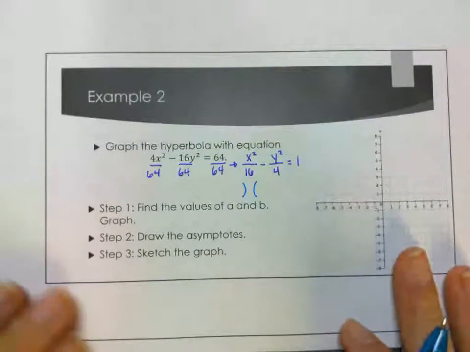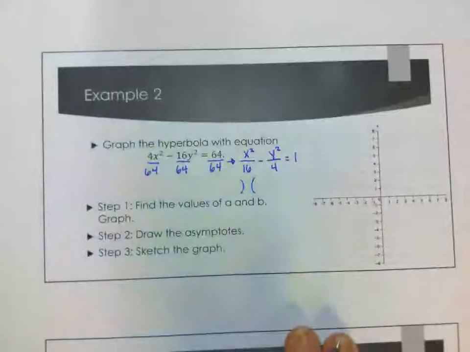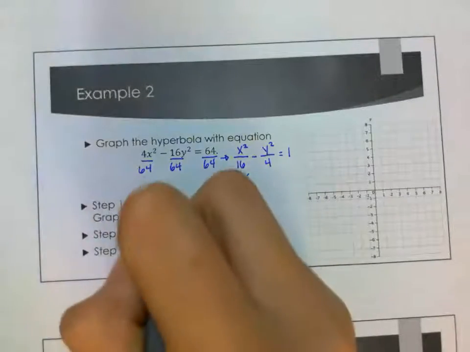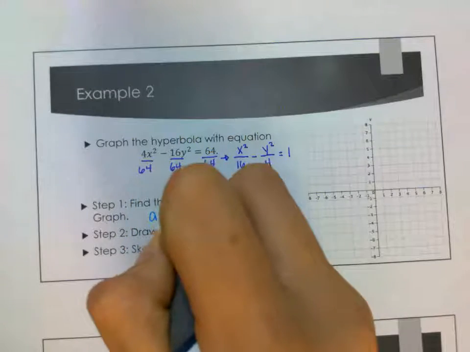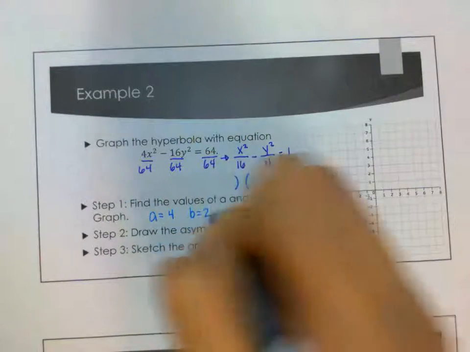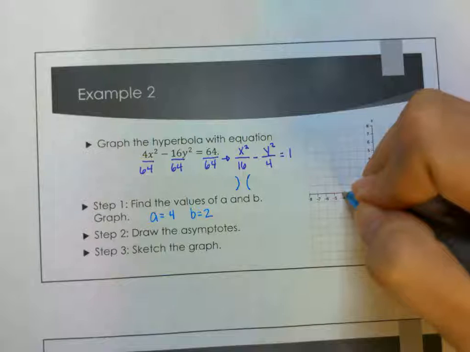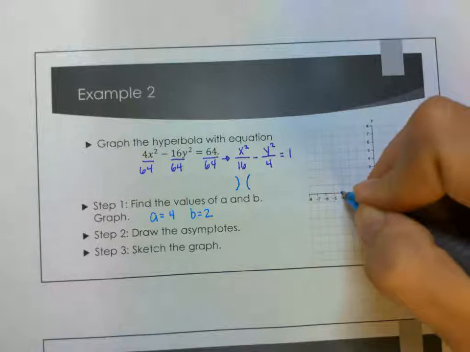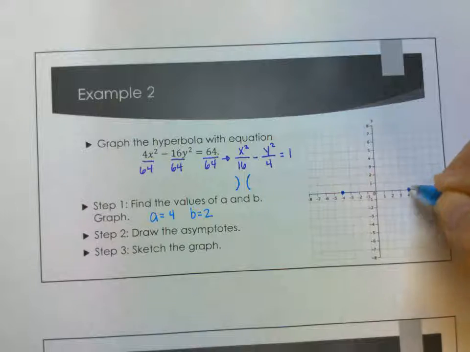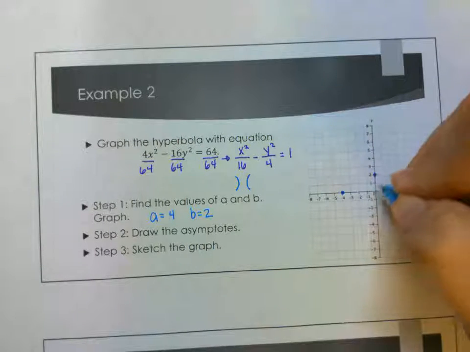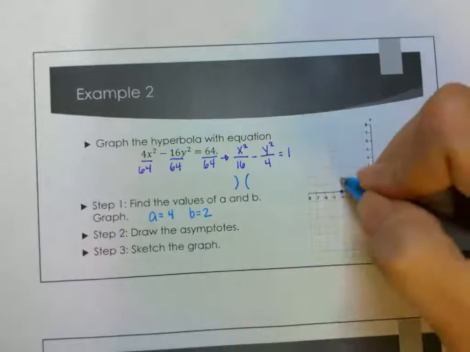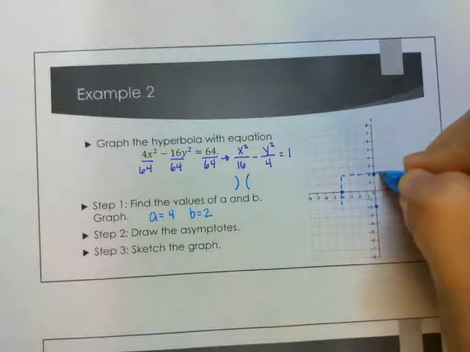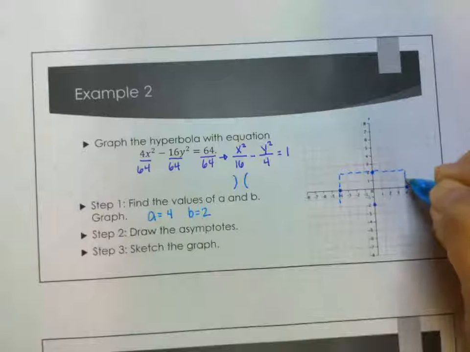Then it says to find the values of a and b. So what would our values of a and b be in this problem? A would be 4 and b would be 2. So we're going to graph those. In the x direction, because 16 is underneath the x, I'm going to go 4 and negative 4. In the y direction, I'll go 2 and negative 2. And then I connect those points with a rectangle.